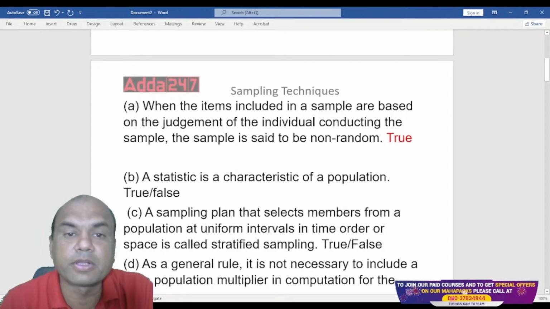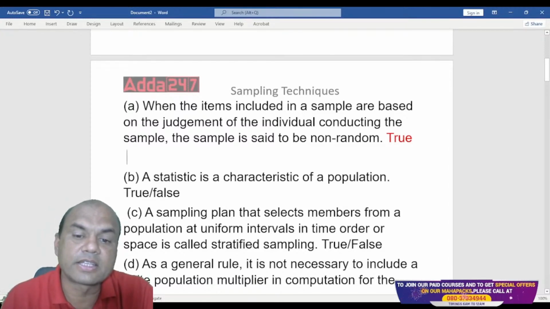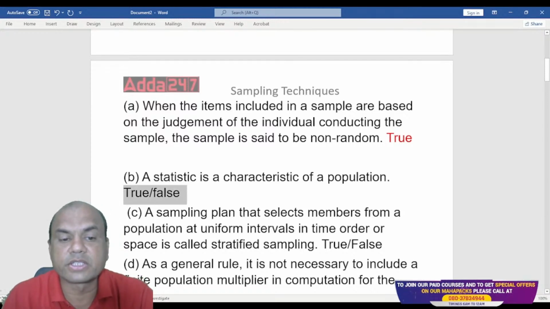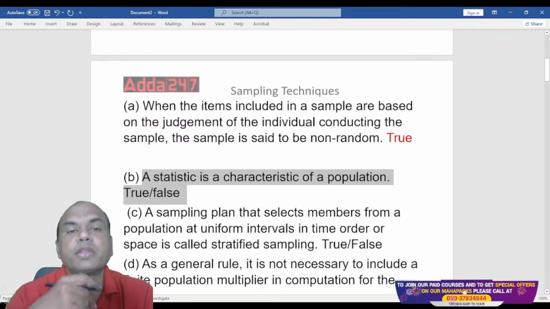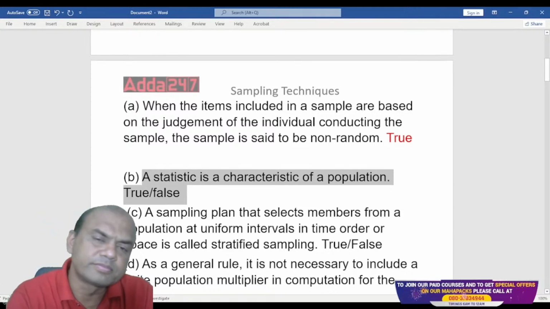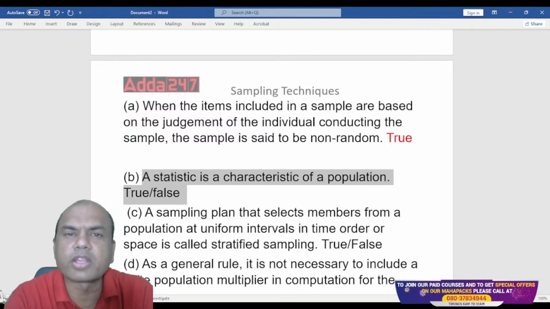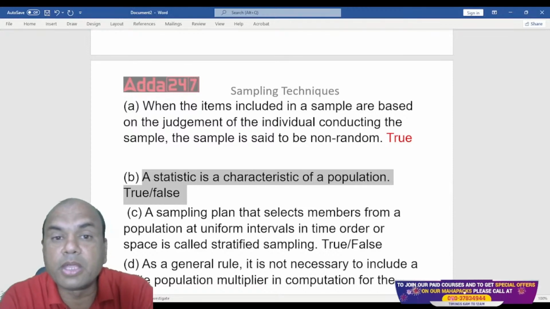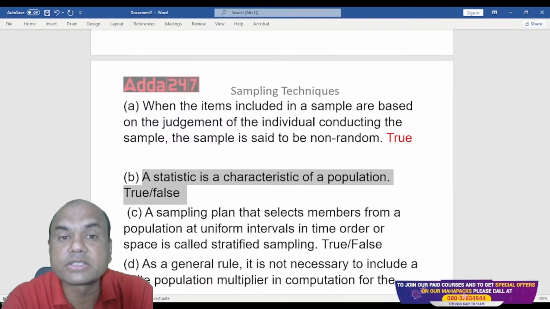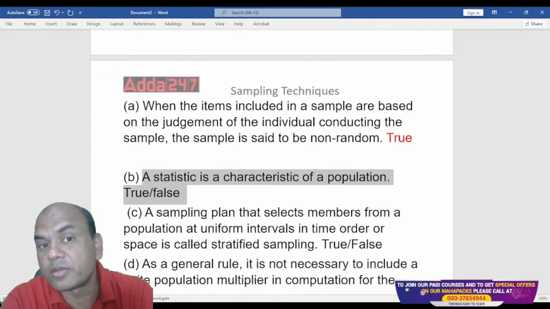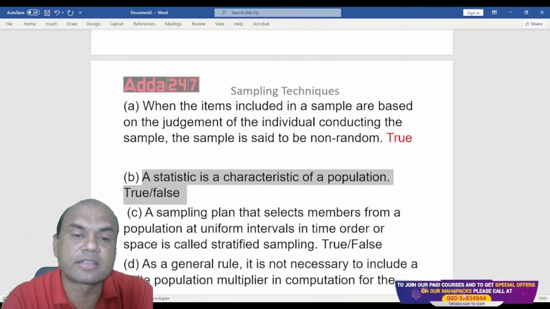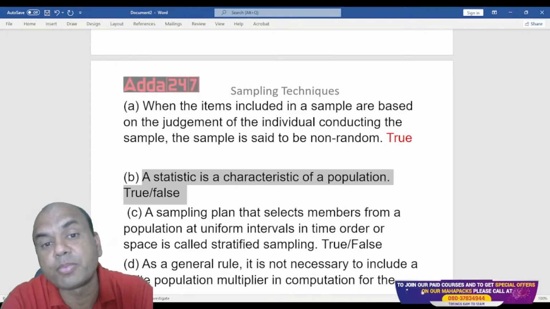Second one. A statistic is a characteristic of a population. Now this is a simple one. You must answer this. True or false? What do you say? Everyone, think over it. What is population? What is sample? Suppose I find the mean of a population, what is it called? Suppose I find the mean of a sample, what is it called? Mean of a sample is called a statistic and mean of a population is called a parameter.